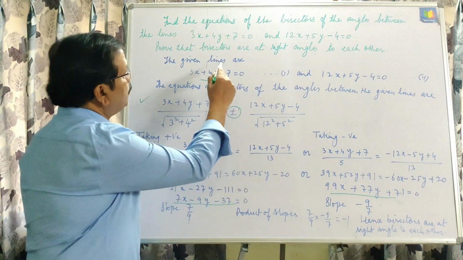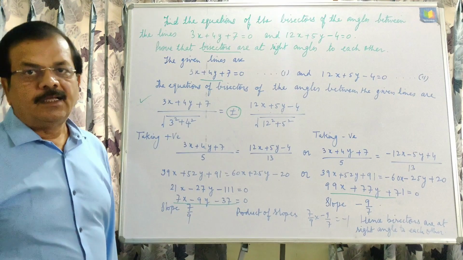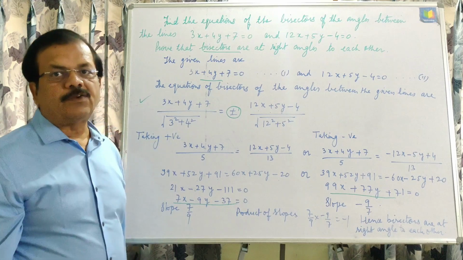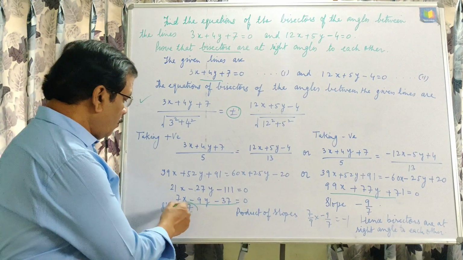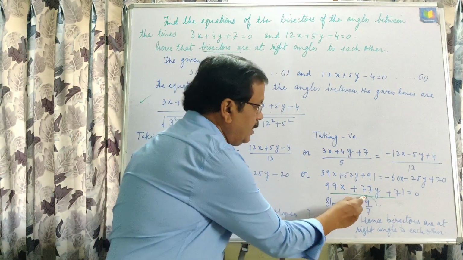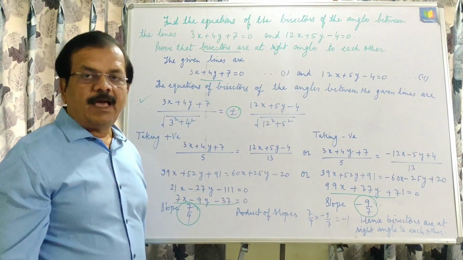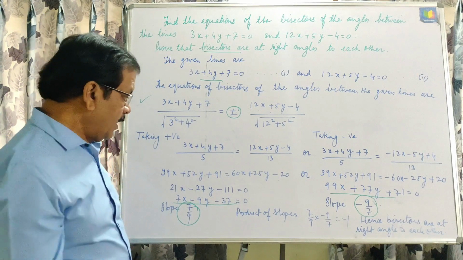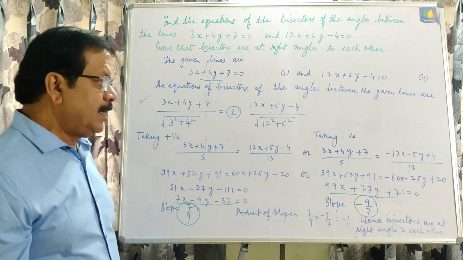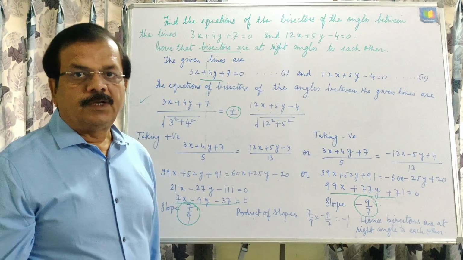And then we have to prove that the bisectors are at right angles to each other. Means we will write the given bisectors in the form y is equal to mx plus c, and then slope of the first will be 7 upon 9 and slope of the second will be minus 9 upon 7. For being right angles to one another, m1 m2 should be equal to minus 1, and we can see that the product of slopes is coming minus 1, and hence the bisectors are at right angles to each other. Proved. Now next question.